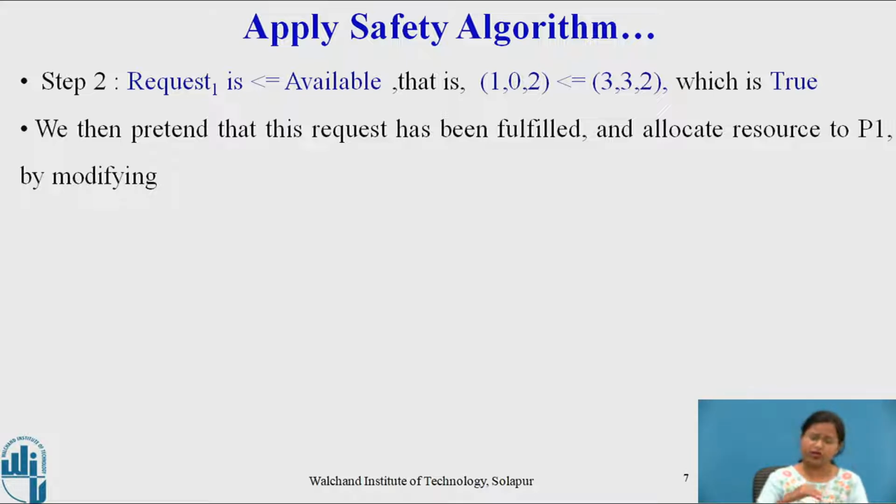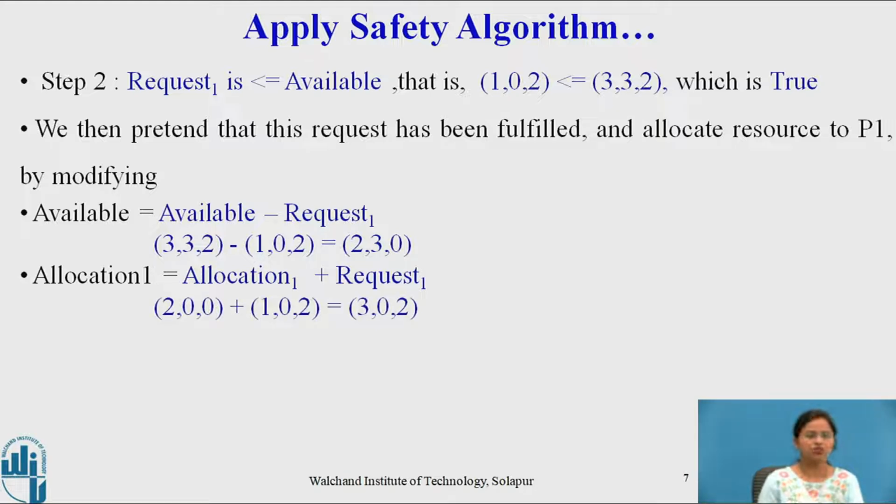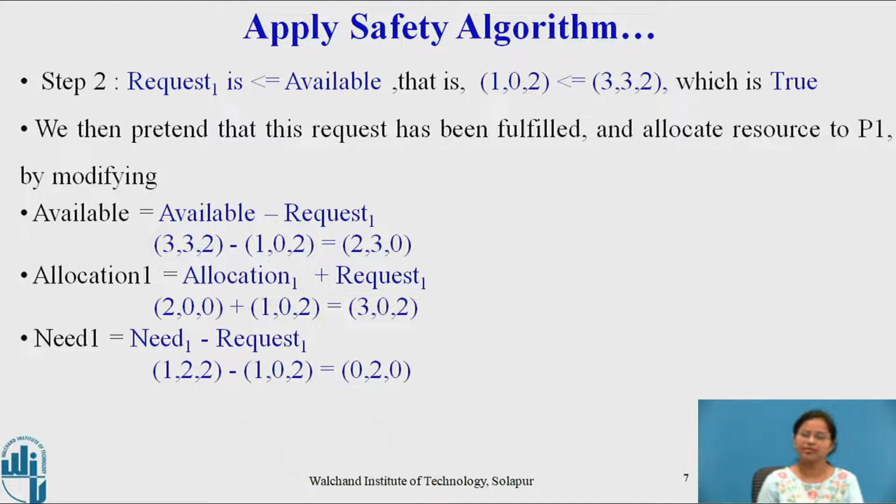Now for allocating this 102 to process P1, some data structures get modified. First, available will get modified because we have to make available equal to available minus request 1, that is 332 minus 102, it becomes now 230. Allocation 1 equals allocation 1 plus request 1, 200 plus 102, it becomes 302. Need 1 equals need 1 minus request 1, 122 minus 102 equals 020.